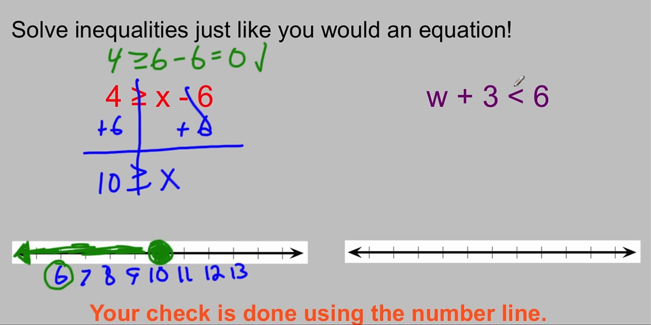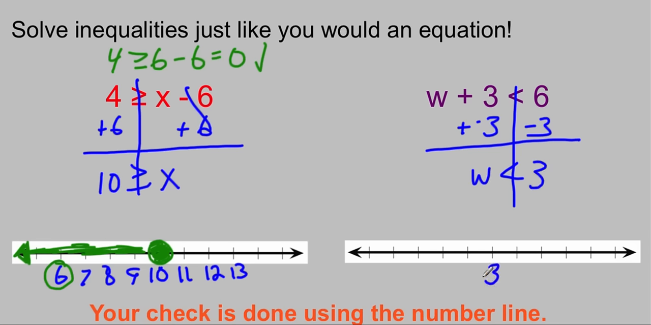I get a nice easy one-step equation. I've got w plus 3 is less than 6. So to undo the positive 3, we have to add a negative 3 to both sides, or subtract a 3. w is now less than 3. So I am putting the 3, the answer to that inequality, in the middle of my number line, making sure that 2 or 3 are above the 3 and 2 or 3 are below the 3.